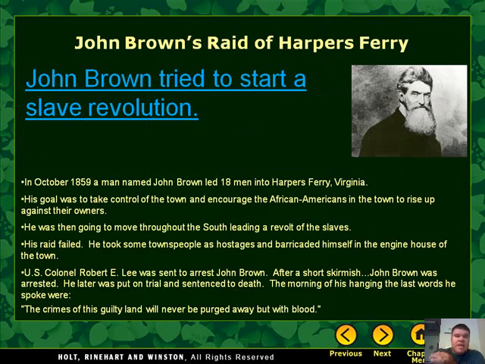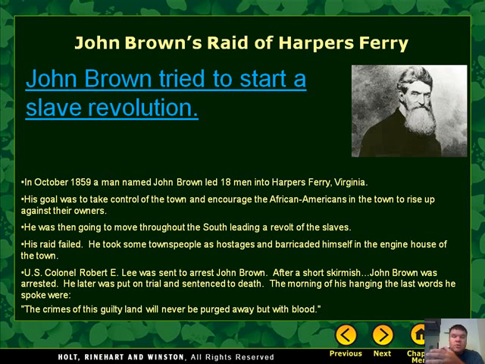All right, and then in 1859, a man that you see pictured here, John Brown, tries to start a slave revolution. He leads 18 men to a town called Harpers Ferry, Virginia. His goal was to take control of the town and encourage the African Americans in that town to rise up against their owners. He was going to move throughout the South, leading a revolution of slaves. But it failed almost as quickly as it got started. He took some townspeople as hostages, and he barricaded himself in the engine house of the town. The United States Army was sent in to remove John Brown and arrest him. A man by the name of Robert E. Lee was sent to arrest John Brown.